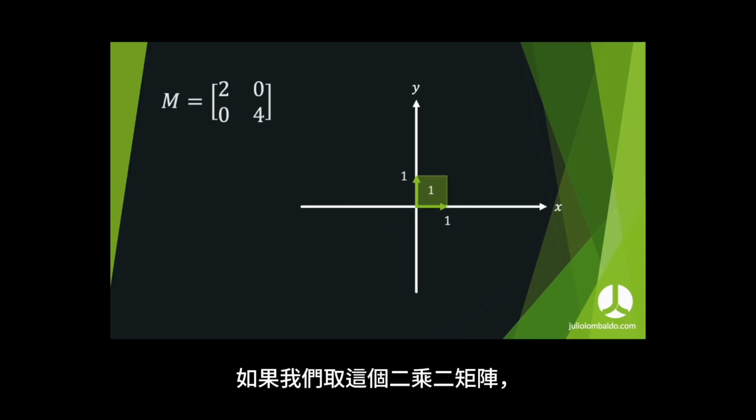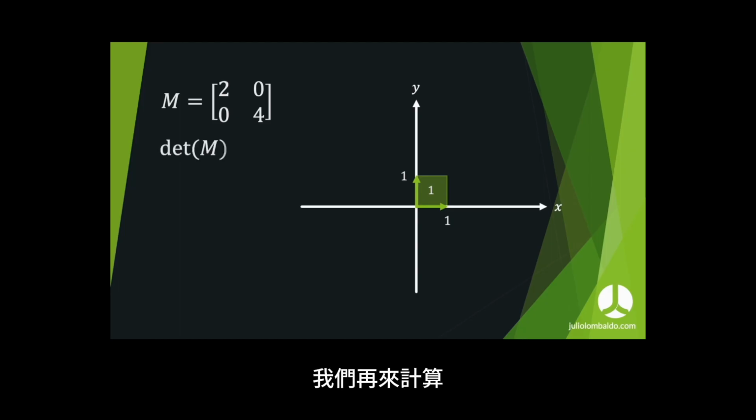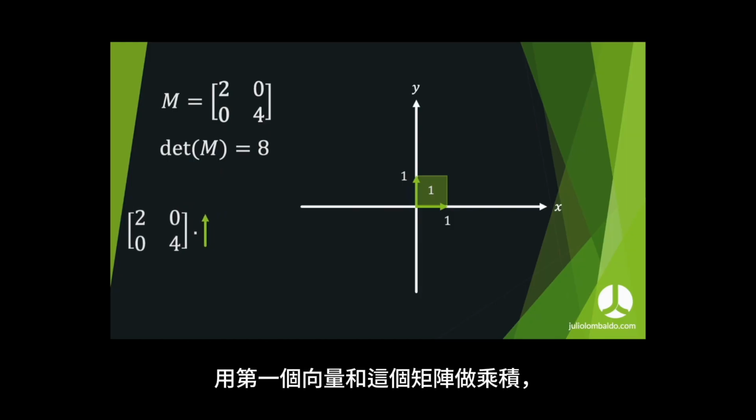Okay, but we can take another example. If we take the matrix formed by, for example, 2 0 and 0 4, where the columns are 2 0 and 0 4, we can again take the determinant of this matrix, but these matrices are different. So in this case we have 2 times 4 minus 0 times 0, and of course the result here is 8. So this determinant is 8.